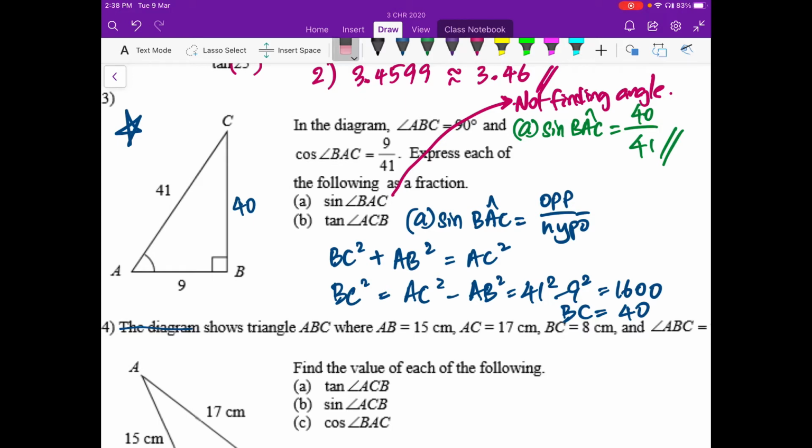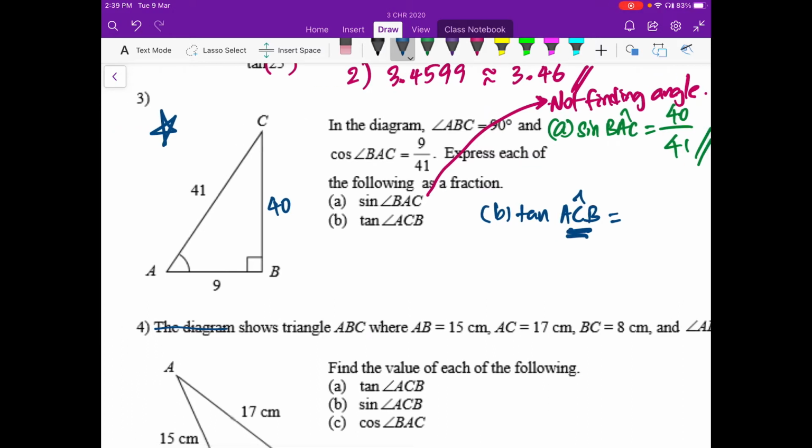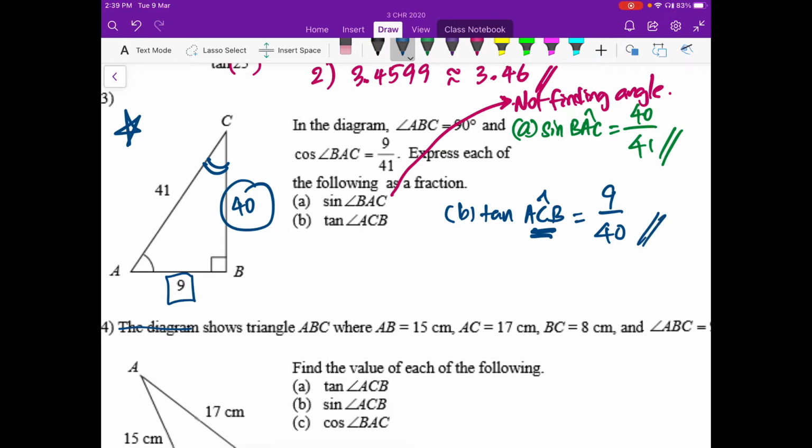And then in part B, we need tangent ACB. It is always tangent, sine, cosine of an angle. The next part is always an angle. So opposite value, ACB. This is now the angle I'm interested in for part B. The opposite value is now 9. 9 over the adjacent, which is now 40. This is the value. Whole number, this is the answer. 9 over 40. Did you write 40 over 9? Then it's the wrong angle already. You used the wrong angle.